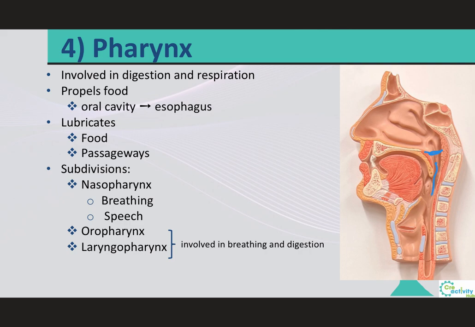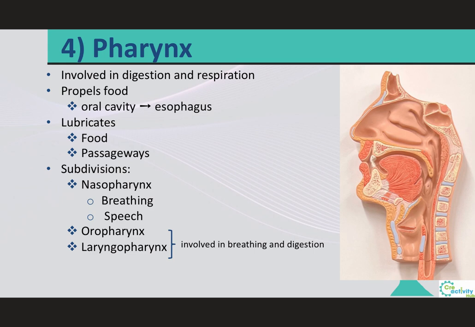Now, all this will be a review, but the pharynx does run from the posterior oral and nasal cavities all the way to the opening of the esophagus and the larynx, which basically start at the same level. It is divided into 3 subdivisions. The most superior one is the nasopharynx, which is involved in breathing, and the other 2 subdivisions are the oropharynx and the laryngopharynx, and these 2 are used for breathing and for digestion.